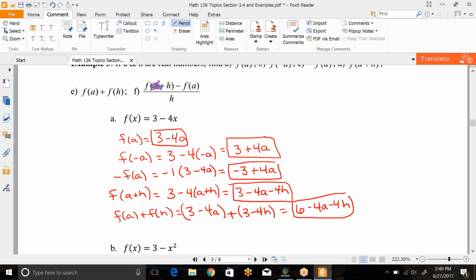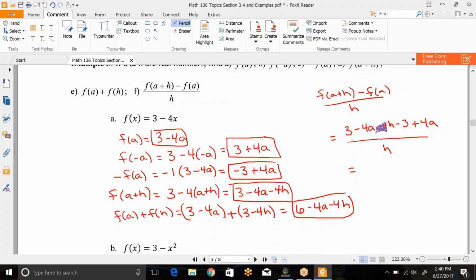And then finally we had this difference quotient right here. So f of a plus h minus f of a all over h. We have the a plus h right here, so we're going to write that on top as the first part. So that's 3 minus 4a minus 4h. And then remember, you don't need to worry about this negative because if you use negative f of a, it's already taken care of. So you just write negative 3 plus 4a using the answer from this part all over h. Our 3's cancel, our 4a's cancel, we get just negative 4h over h, which is negative 4.